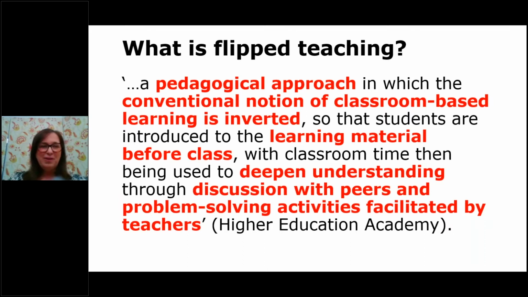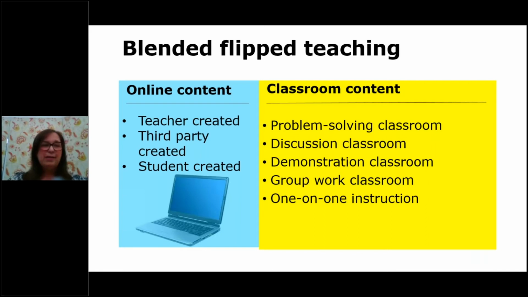Traditional classroom-based learning involves getting students the information and then getting them to do homework where that learning is then applied. Whereas with flipped teaching, we turn that on its head, and the students are given the information part of their learning before they come to class, so that they can then come to class and engage in activities where that learning is then applied. So let's have a look at what that looks like in a blended context.